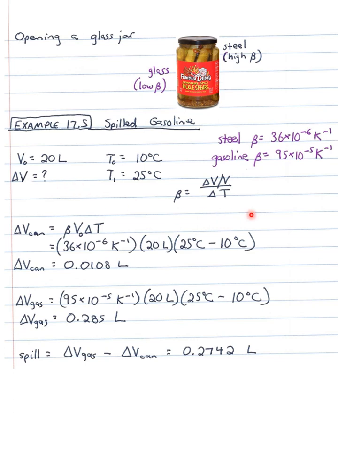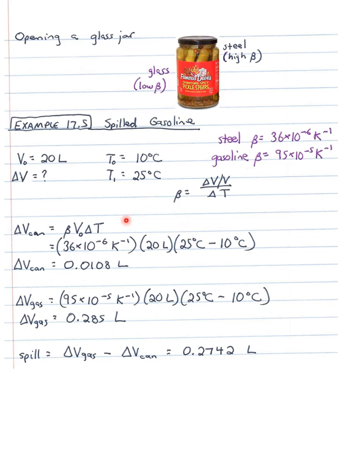So in this case, I think it's useful to use the equation as it's given in the book. In the book, beta is related to delta V over original volume divided by delta T. We need to figure out both what is the change in volume of the gas can and what is the change in volume of the gasoline. Because yes, the gasoline will expand, but the expansion of the can will allow for some of that expansion. What we want to know is how much overflow there's going to be. How much gasoline will spill out? But the first question is, by how much does the can's volume increase? And that's what we need to figure first, so let's do it.